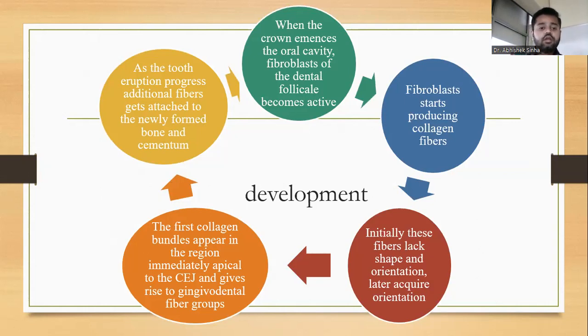Right? So the first bundle of collagen fibers appears immediately below the cemento-enamel junction, and it gives rise to the gingivo-dental group of fibers. Right? So the first formed fibers are the gingivo-dental group of fibers. As the tooth eruption progresses, additional fibers get attached to the newly formed bone and cementum. So again, from here also you get one MCQ question, which is the first formed fiber in your normal periodontium. So it is the gingivo-dental group of fibers. After that, only your apical, transseptal, oblique, all that group of fibers appear, right?